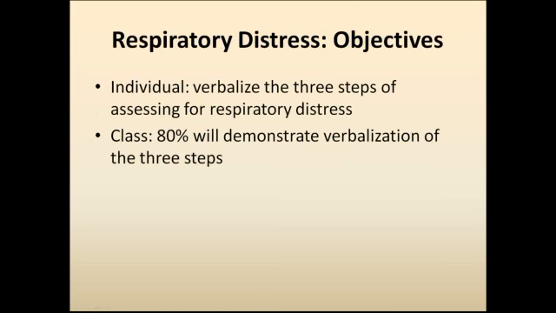Now, for the respiratory system, the learner objectives will be cognitive, whereby by the end of the lab session, each individual student will be capable of verbalizing the 3 systematic steps of analyzing a simulated patient for respiratory distress: inspection, percussion, and auscultation. Furthermore, for the group of students who are training, by the end of the specific lab session, at least 80% of them will be capable of verbalizing all 3 steps.